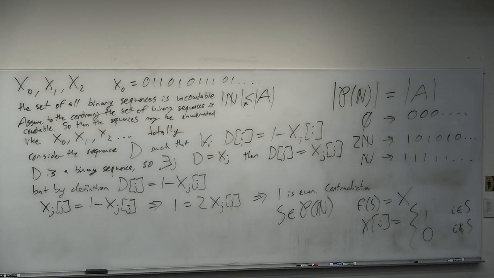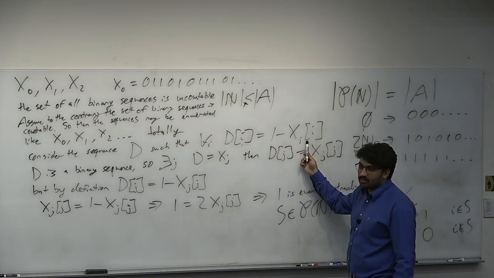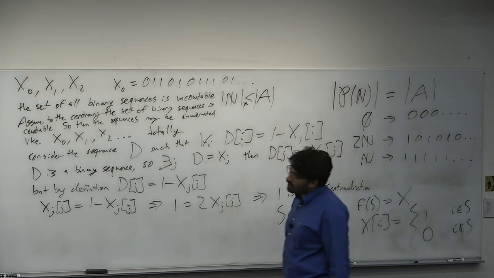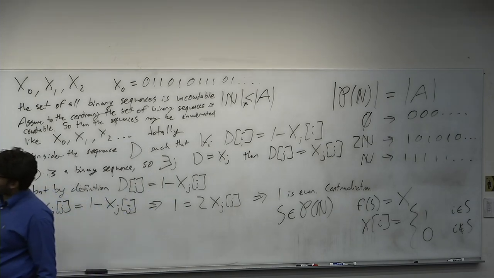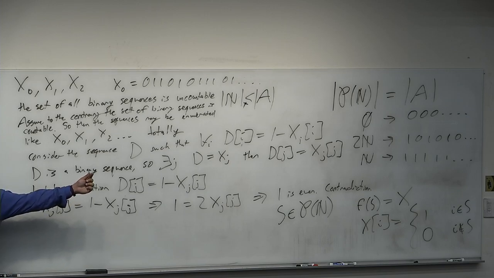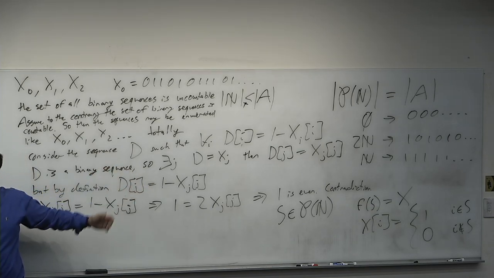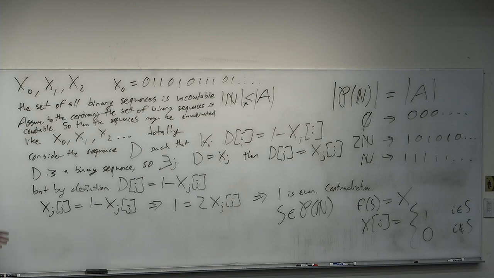in a different notation. When we chose D here to have the ith digit be different than the ith sequence's ith digit, what we did was the same as if we went to the ith set and asked if it contained the element i or not. If it did or it didn't, then we make sure we do the opposite. Recall each bit is a 0 or 1, 1 minus xii is just flipping the bit, right? This is in fact the same proof. Questions on this one?